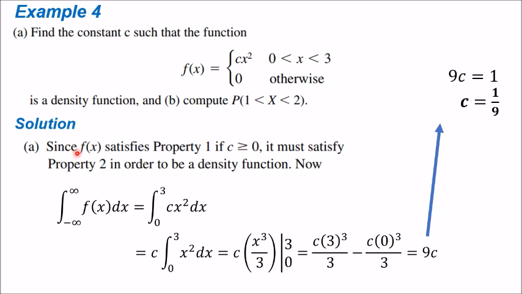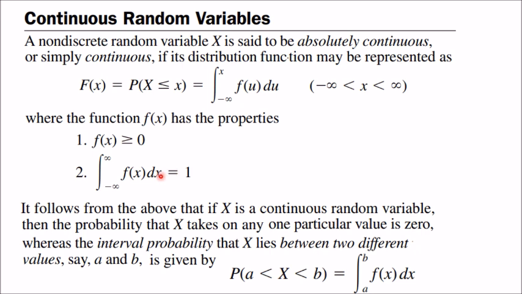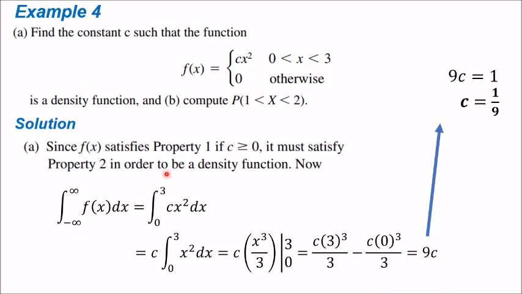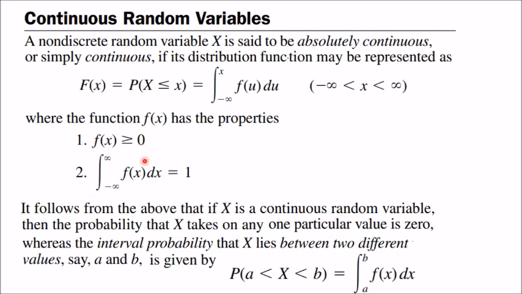Solution. Since f(x) satisfies property 1, what was property 1 earlier? f(x) must be greater than or equal to 0. So c here must also be greater than or equal to 0 to satisfy property number 2. Let's go back to property number 2: this is equal to 1 when we integrate from negative infinity to positive infinity, in order to be a density function. So now we will use the formula to get the value of c. This one is equal to 1.